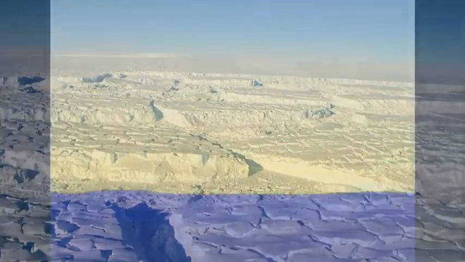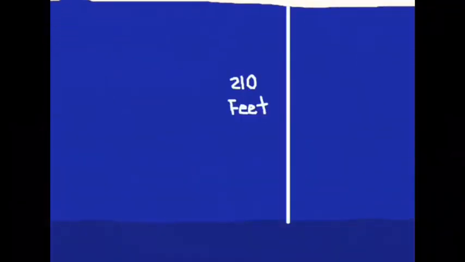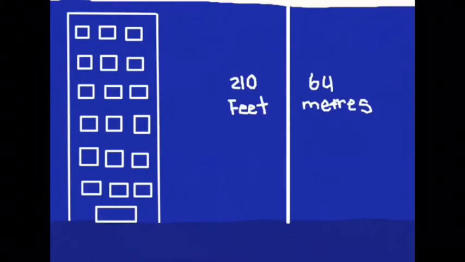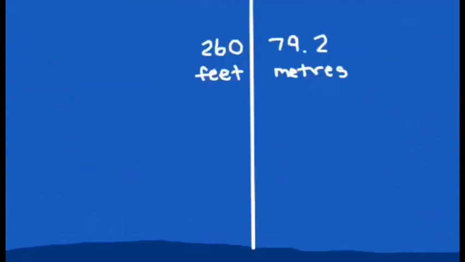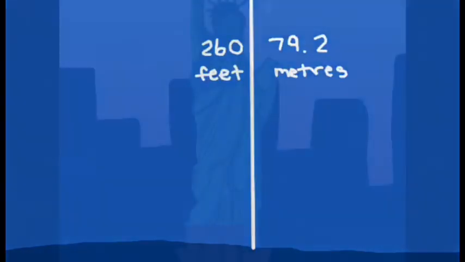If this glacier melted, the sea levels would rise 210 feet. If every glacier and ice sheet melted, the ocean levels would rise by over 260 feet. Many cities and even countries would be affected.